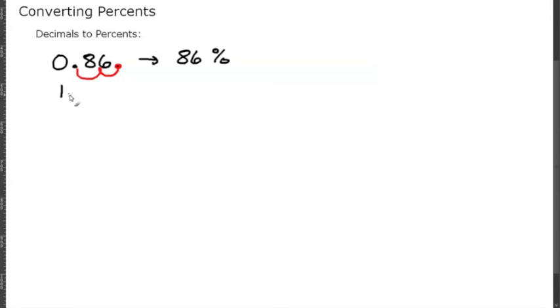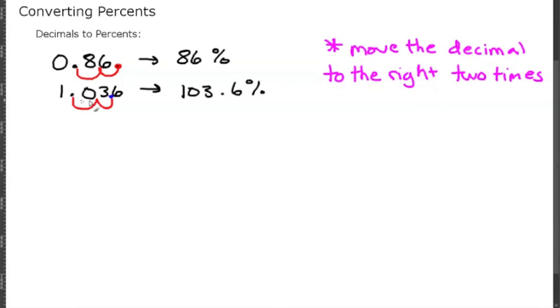Say that you have 1.036. Again, move the decimal 2 times to the right to make it a percent. 1, 2. So our new decimal is between the 3 and the 6, so that will give us 103.6%. So to convert a decimal to a percent, you move the decimal to the right 2 times.